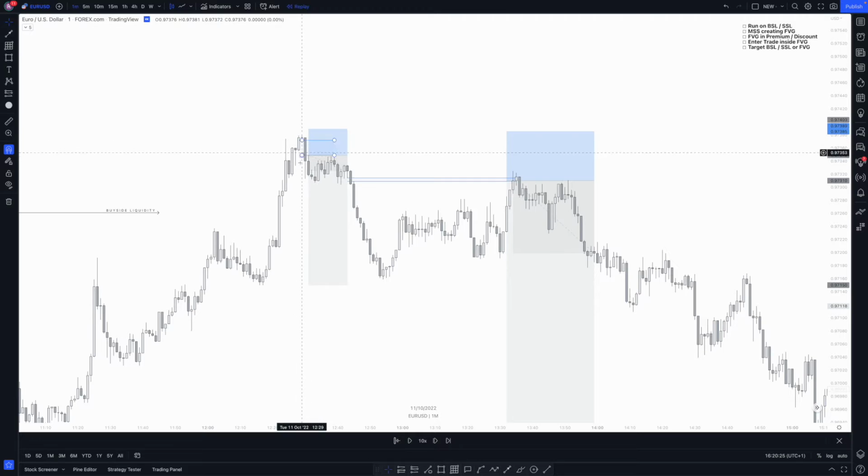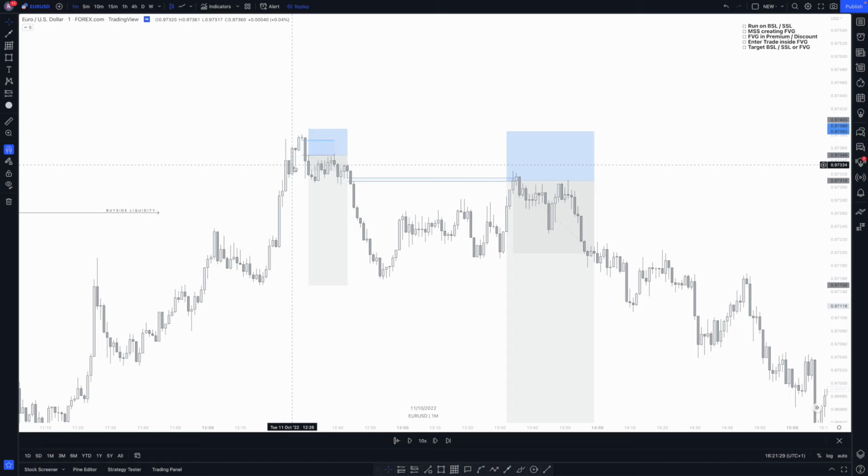As you can see, there's a clear fair value gap right here, clear displacement coming down, taking out these lows right here. So what you will notice is we've had a run on buy side or sell side liquidity on the higher time frame, and now we've dropped down onto our lower time frame in order to catch our entry.